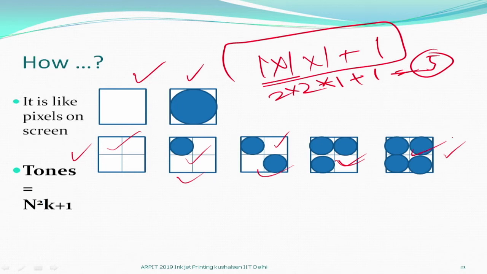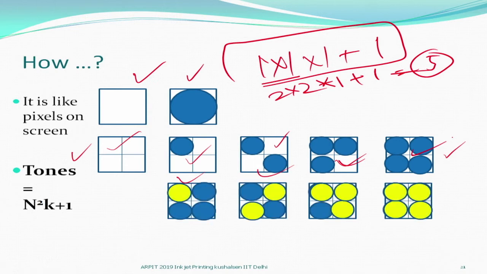So, suppose you have in the same 2 by 2 matrix 2 colors, then what you get? You get 9 possibilities. So, what you are doing is, you are not mixing colors, but putting dots in areas defined, and you get different shades. The eye will perceive differently.